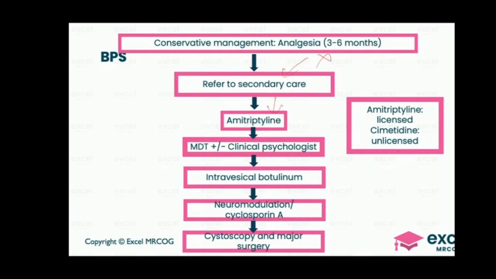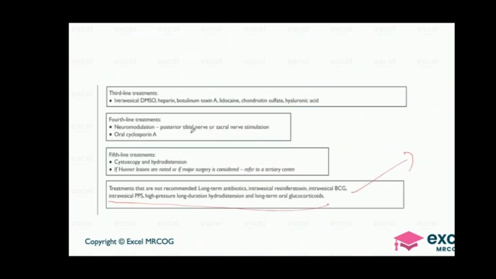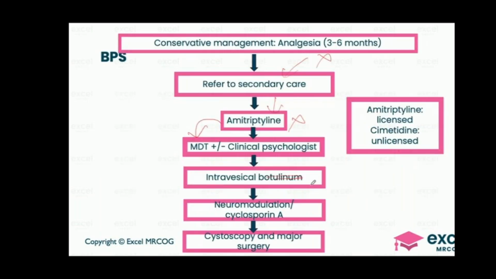MDT: if this doesn't work, then you go to MDT and the clinical psychologist. After that, you would consider intravesical treatment, which is not only botulinum, it is all the other options, not necessarily botulinum. Okay. And if that doesn't work, then neuromodulation and then cyclosporin and cystoscopy and surgery.